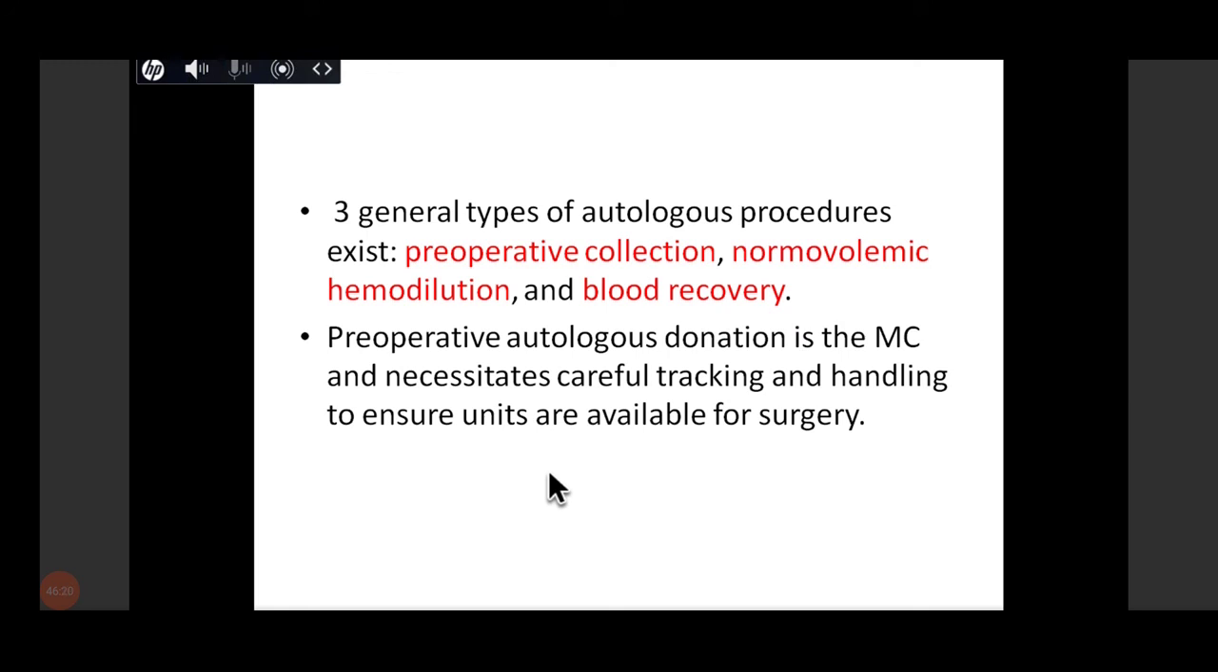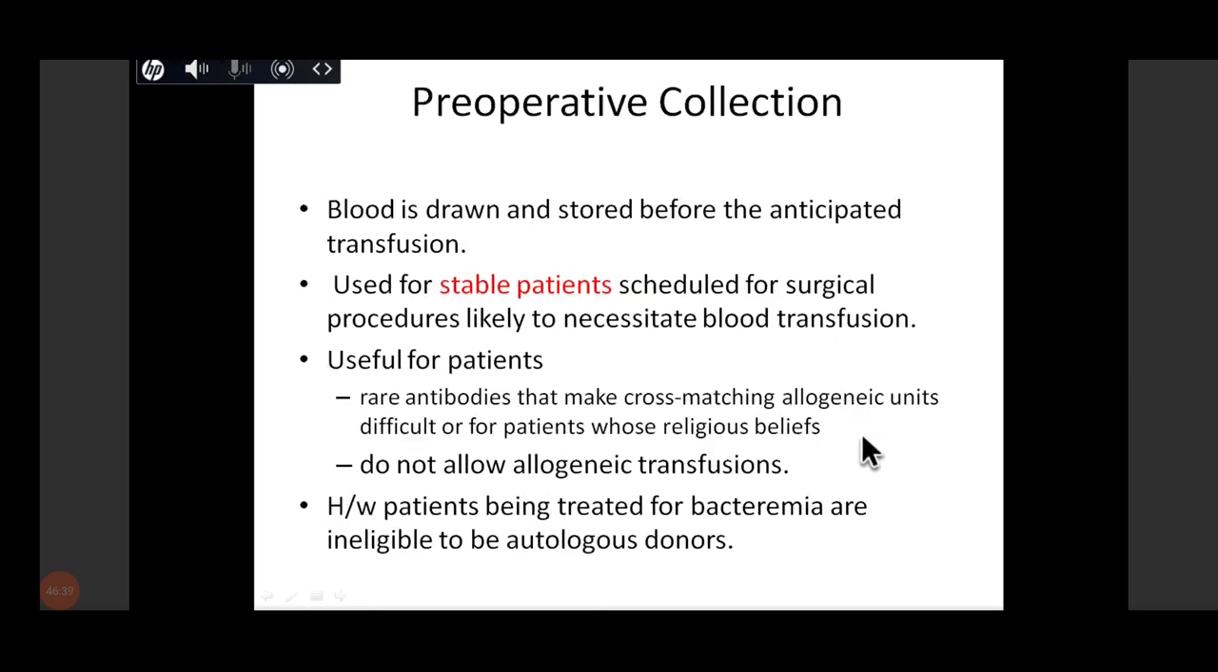In preoperative autologous donation, this is the most common type and necessitates careful tracking and handling. Out of the three, this is the most common. That is preoperative collection. Before the operation, the blood is collected in the blood bank and then transfused during surgery. Blood is drawn and stored before the anticipated transfusion and is used for a stable patient who is scheduled for a surgical procedure.